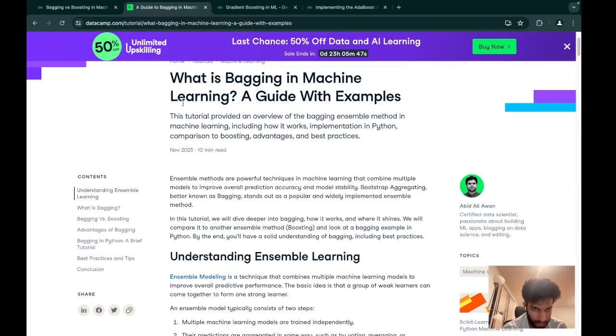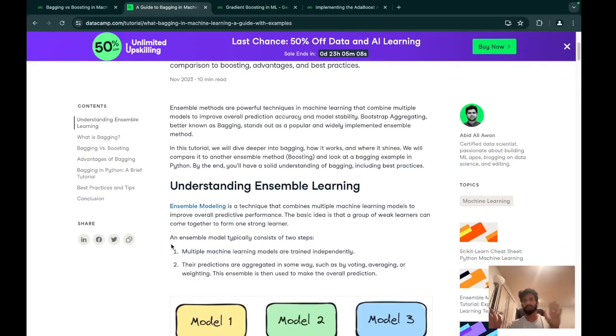Implement in Python. Okay. Ensemble methods are powerful techniques in machine learning that combine multiple models to improve overall prediction accuracy and model stability. Bootstrap aggregating, better known as bagging, stands out as a popular and widely implemented ensemble method. In this tutorial, we will dive deeper into bagging, how it works, where it shines. We will compare it to another ensemble method, boosting, and look at a bagging example in Python. By the end, you will have a solid understanding of bagging, including best practices.